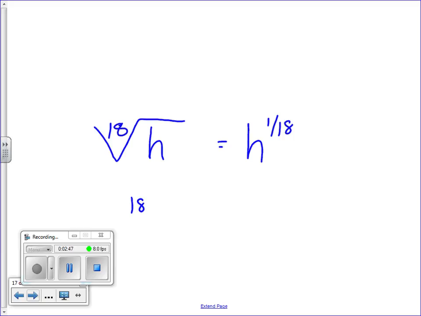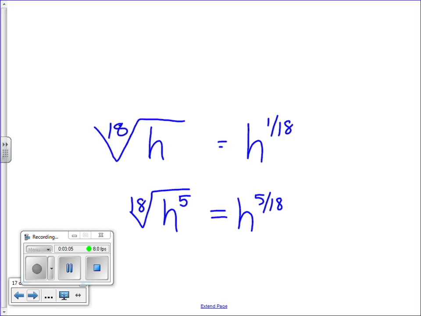You have, like, the 18th root of h. You could put h to the 1/18. It would be exactly the same. If you have the 18th root of h to the 5th, what would that equal? 5 out of 18? Yeah, h to the 5/18. Exactly. That's right, h to the 5/18.